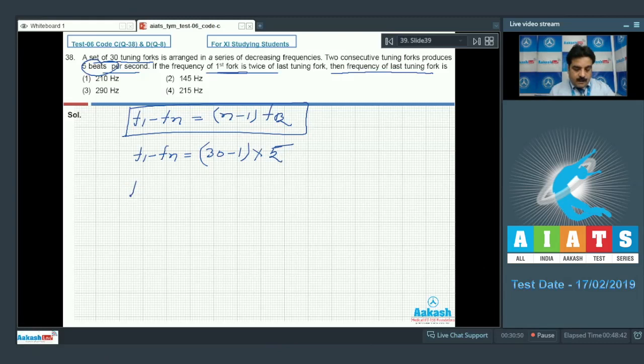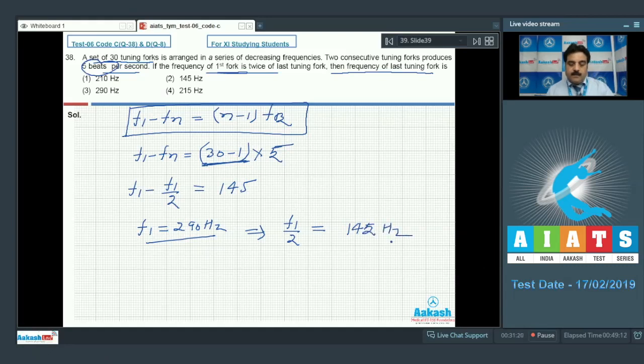And on the left hand side I will write F1 minus F1 by 2 according to the problem, and that is 145. 29 into 5 you will get 145. So when you calculate, you will get the value of F1 as 290 Hertz. So that implies F1 by 2, which is our requirement, will be 145 Hertz. So my option number 2 will be the right choice. We'll move to question number 39.